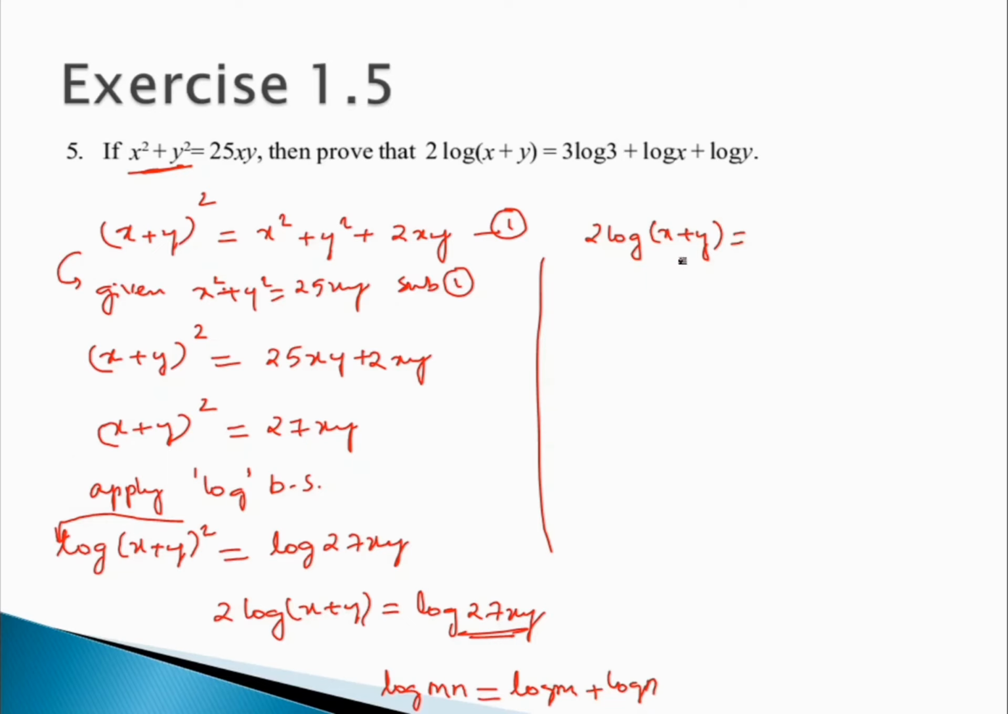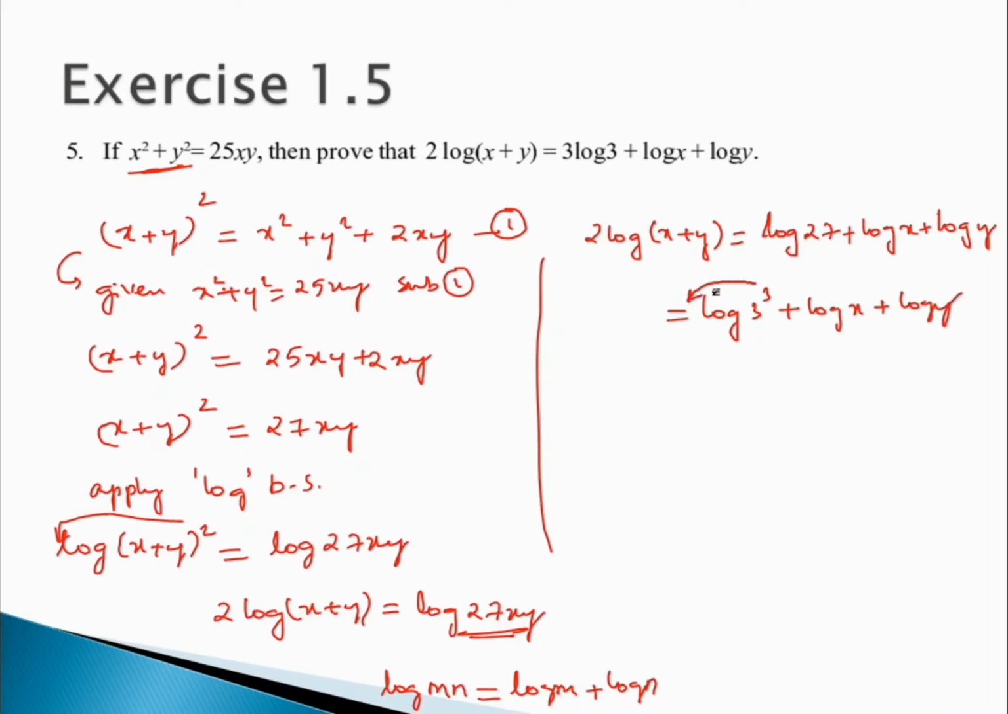N, right? Similarly, I'm using this one over here. When I use this, I'll get log n plus log x plus log y directly. And I can also write log 27 as 3 cube plus log x plus log y.